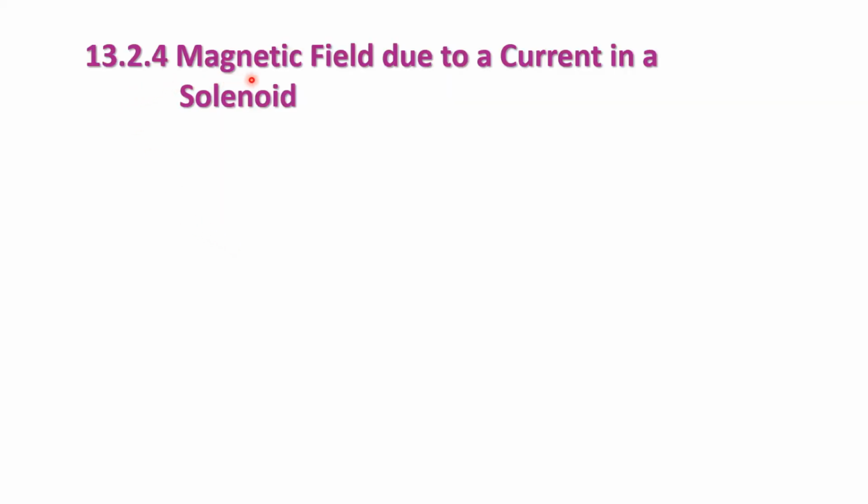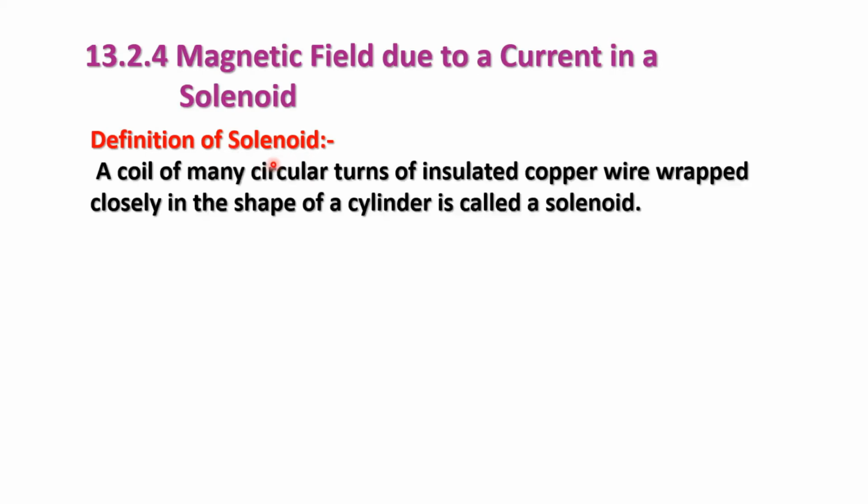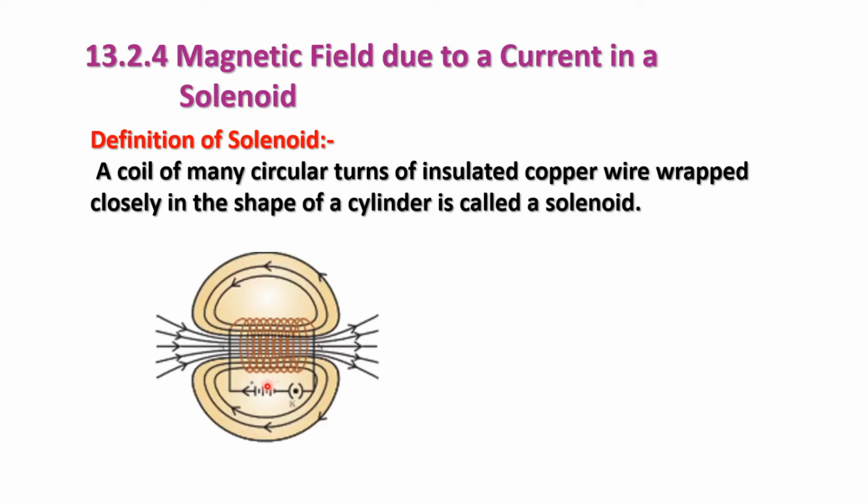Our next topic is magnetic field due to current in a solenoid. The first question that arises is, what do you mean by solenoid? So let us see the definition of solenoid. A coil of many circular turns of insulated copper wire wrapped closely in the shape of a cylinder is called a solenoid. So it is seen something like this. This is a coil of many circular turns of insulated copper wire. If we see the shape of this coil, it is in the form of a cylinder.